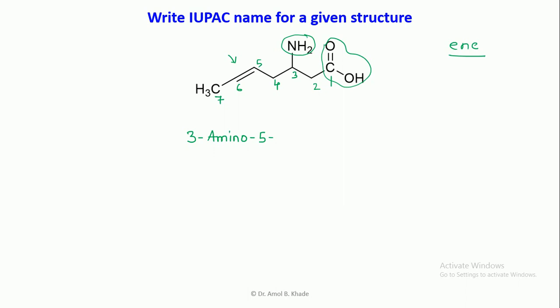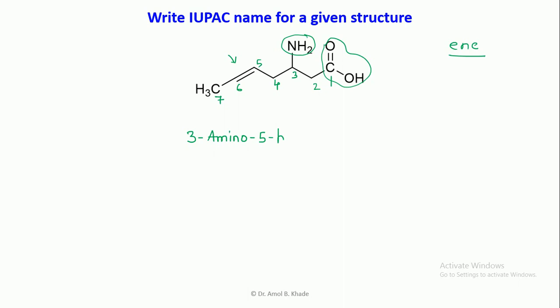We have studied the IUPAC nomenclature of alkenes, so I request, if you have not watched all the previous videos, you have to watch those first, and then it will be easy to understand the nomenclature of carboxylic acid compounds and its derivatives.